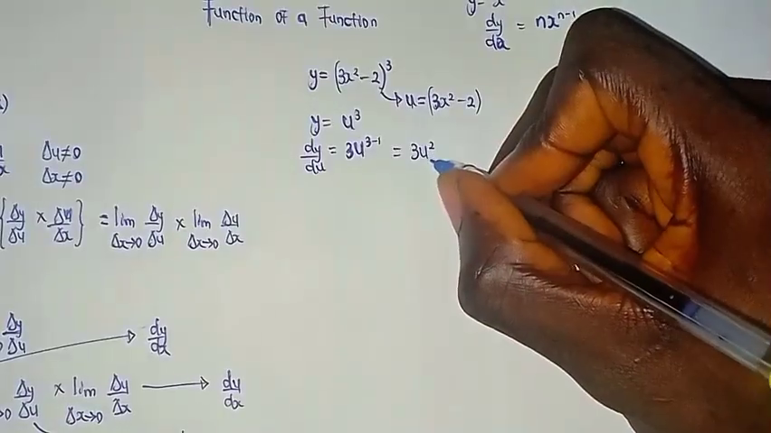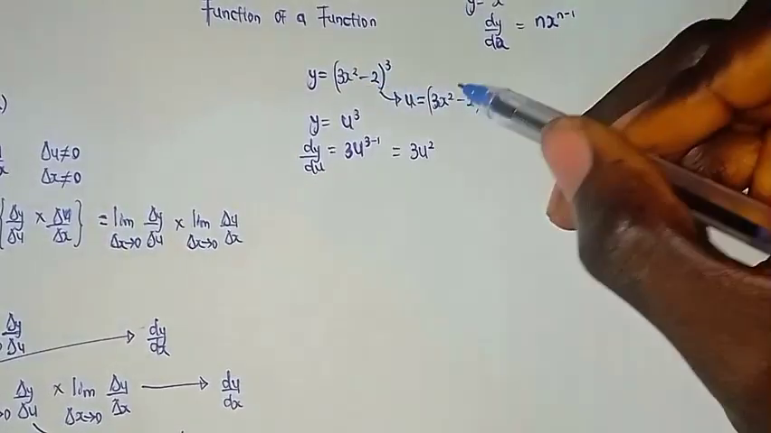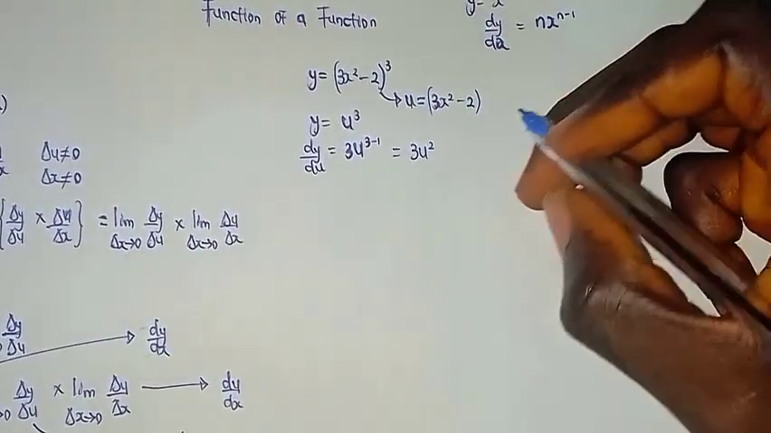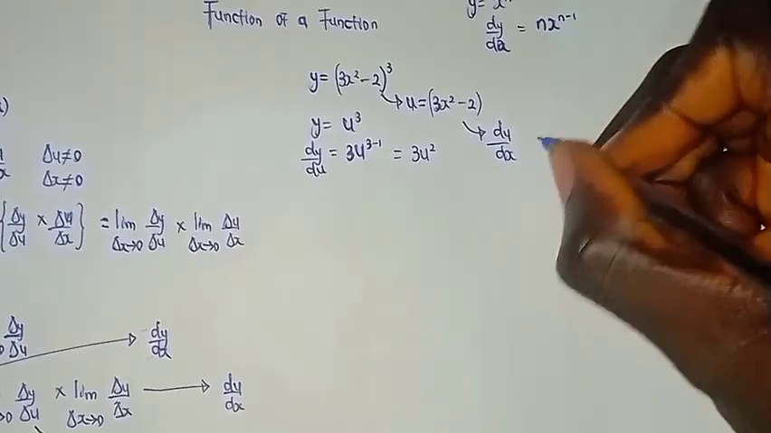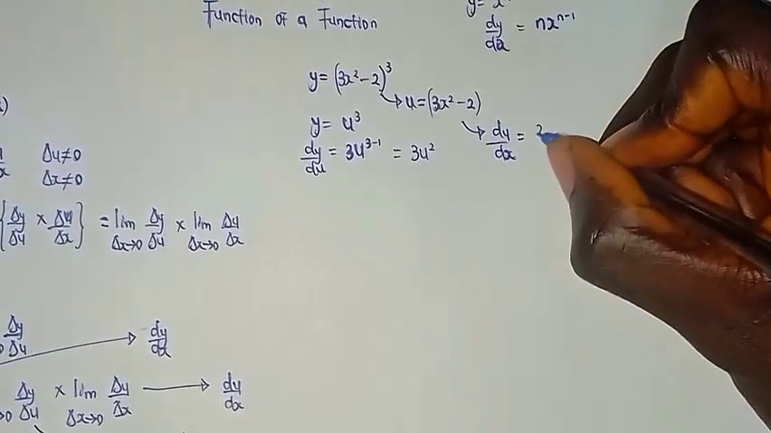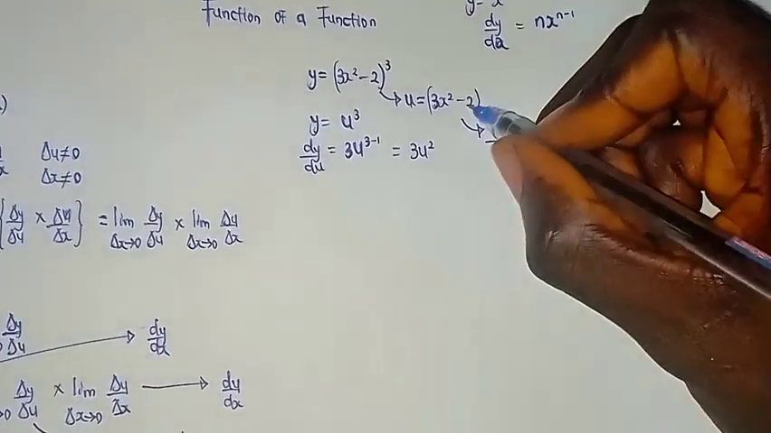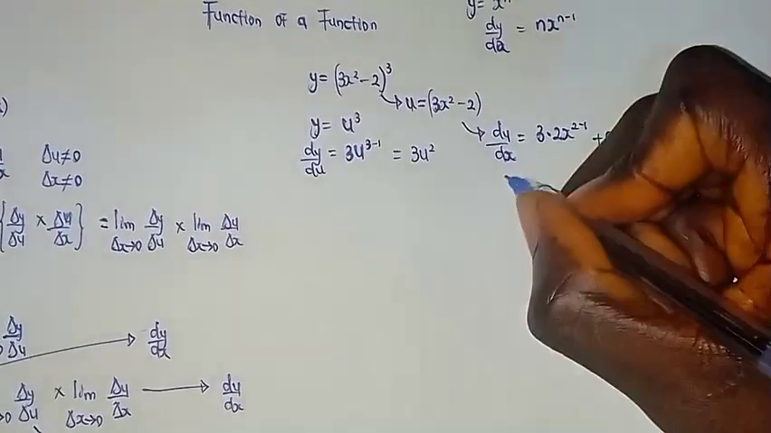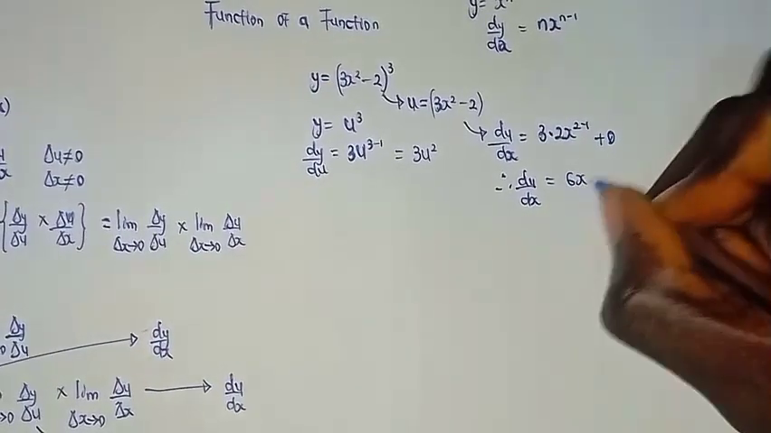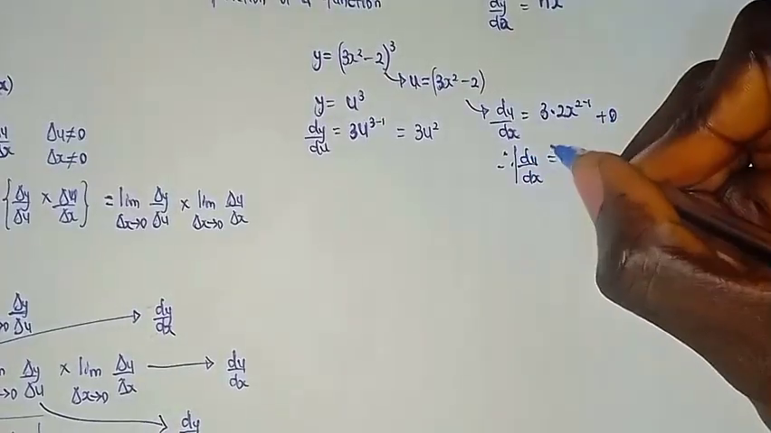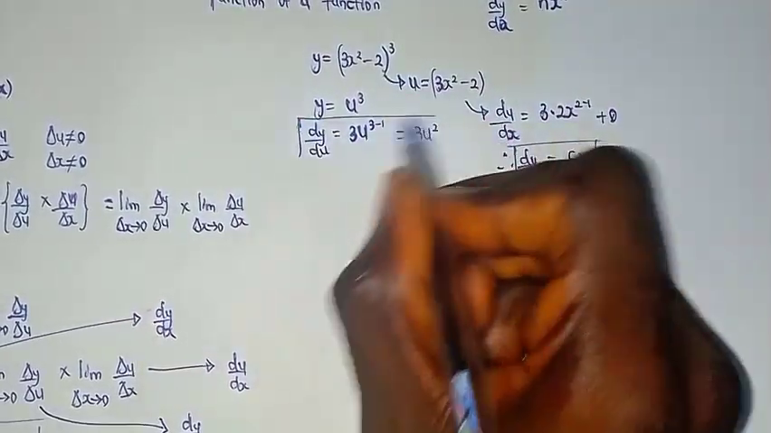But also we have that u is a function of x, okay? Function of a function. Y is dependent on u, but u is dependent on x. So differentiating u, this becomes du over dx with respect to x, okay? So it becomes 3 multiplied by 2x to the power of 2 minus 1, and then this is a constant, it becomes 0. So therefore du over dx becomes 6x, right? So now we have our du over dx, right? And then we have our dy over du.